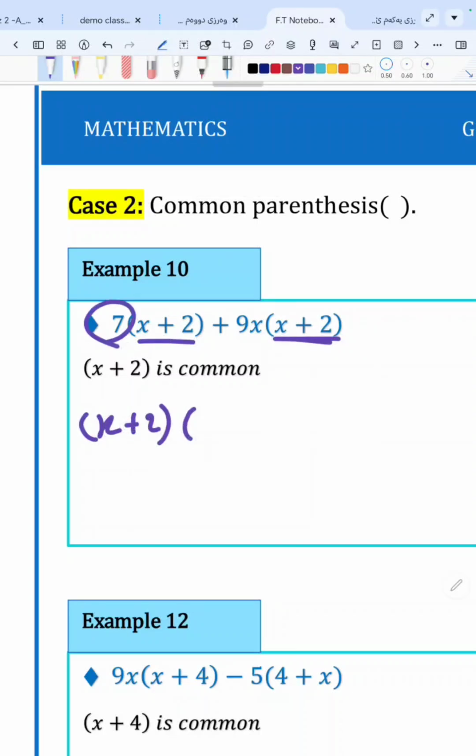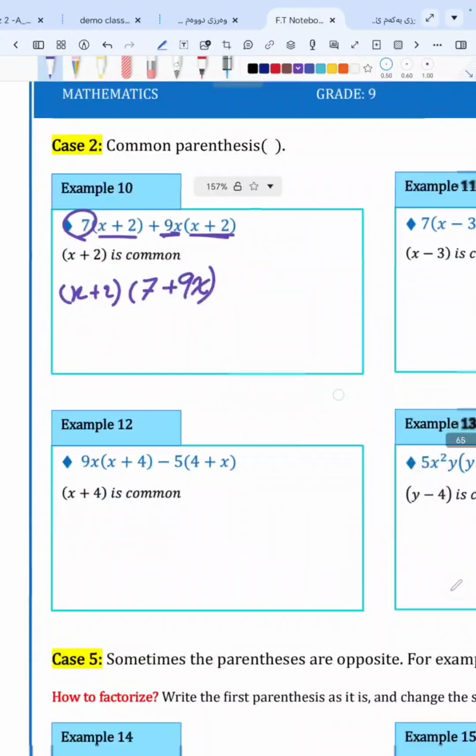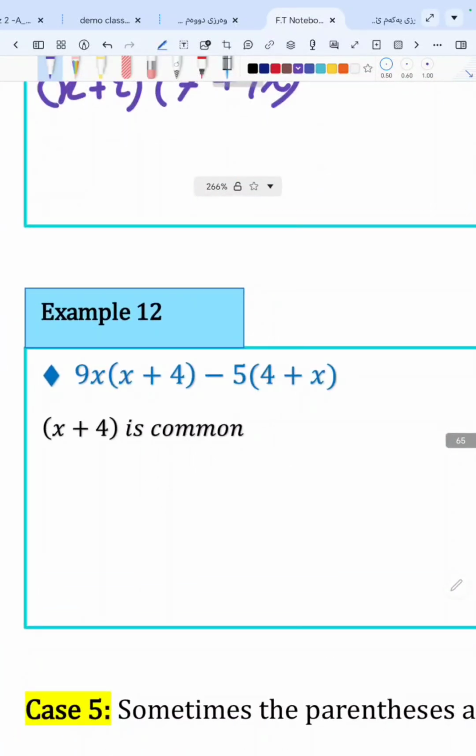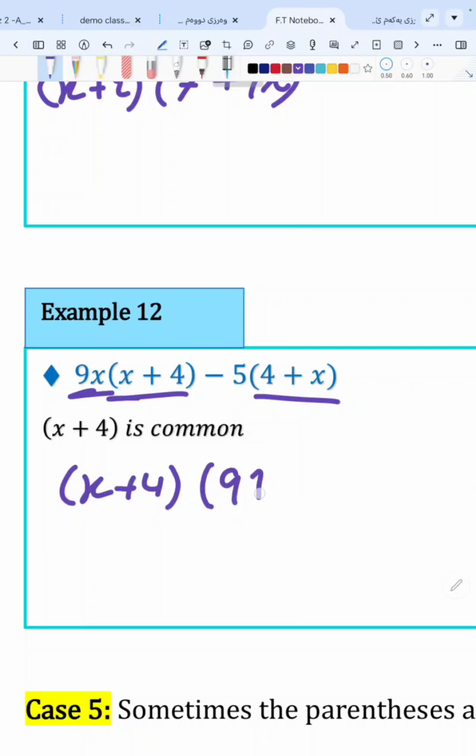What remains here? 7. You can't write plus and minus here, pay attention. 7 plus, what about here? 9x. Okay? In plus, it doesn't matter if the terms inside the parentheses are in opposite order. For example, x plus 4 is equal to 4 plus x. Let's see, what's the common parenthesis? It is x plus 4. What's left here? 9x minus 5.